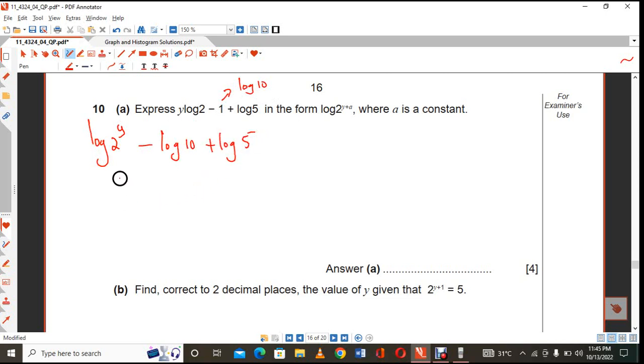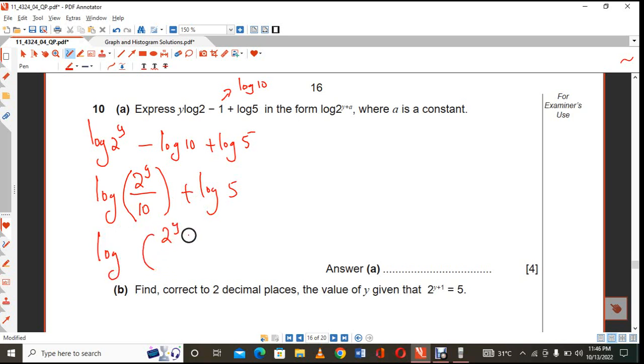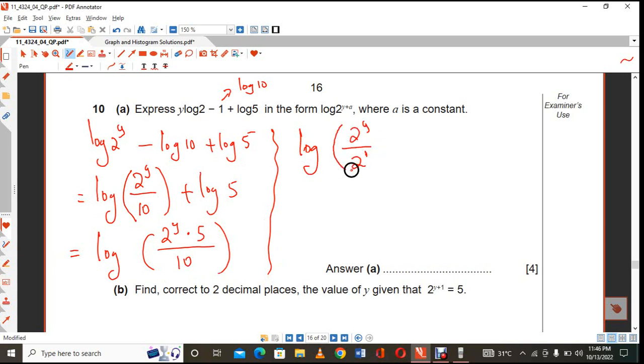Are we together so far? So when you're subtracting, you're going to have log 2 raised to the power of y on top over 10, okay, plus log 5. When you're adding, you multiply the numbers. So this is going to be log 2 to the power y times 5 over 10. All right, so I'm running out of space, so I'm going to go to the next one. Now, 5 over 10 is a half, so that's log 2 to the power y over 2, which is like 2 raised to the power of 1.